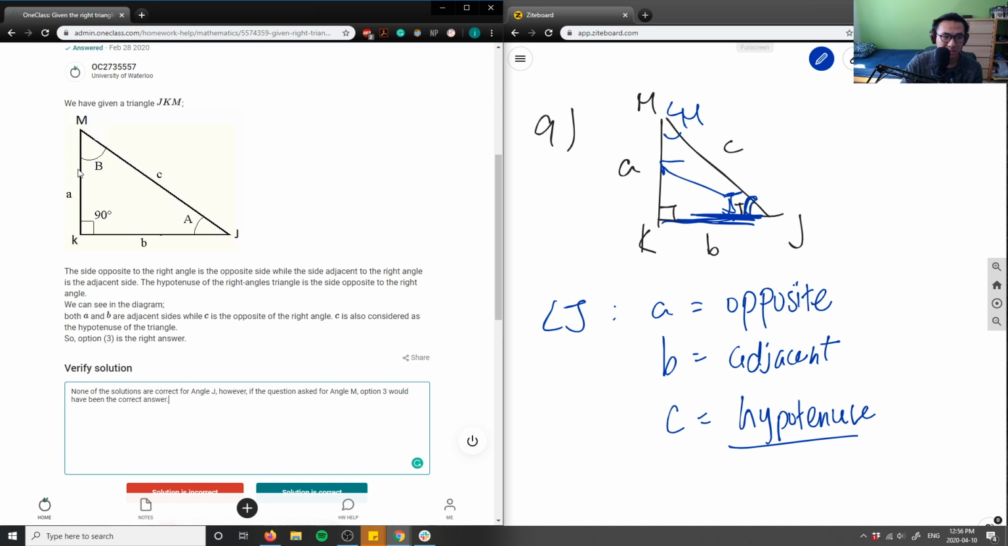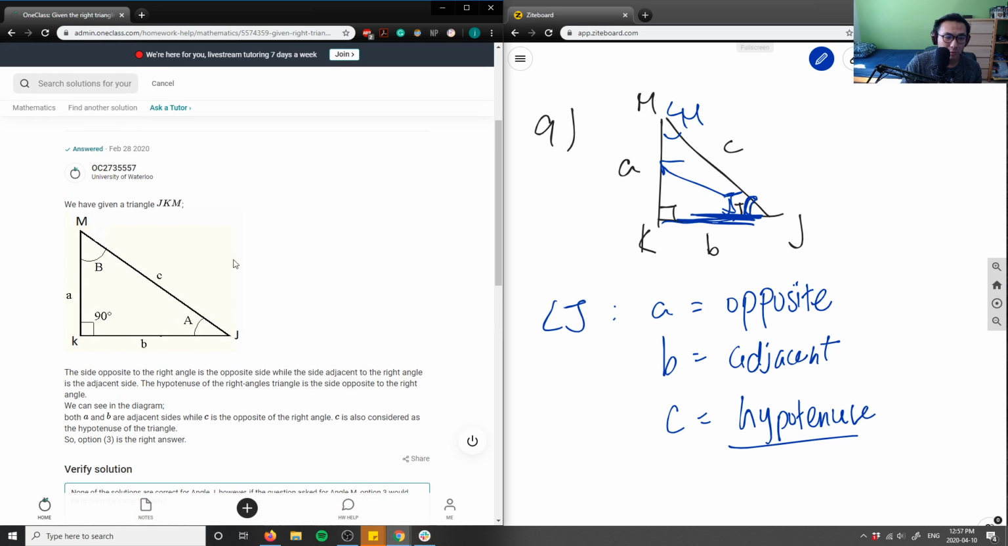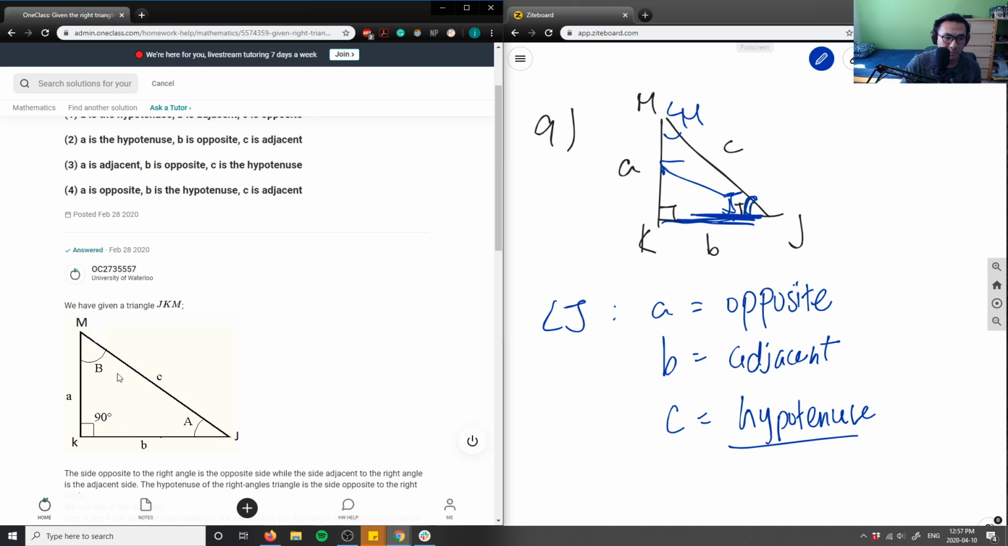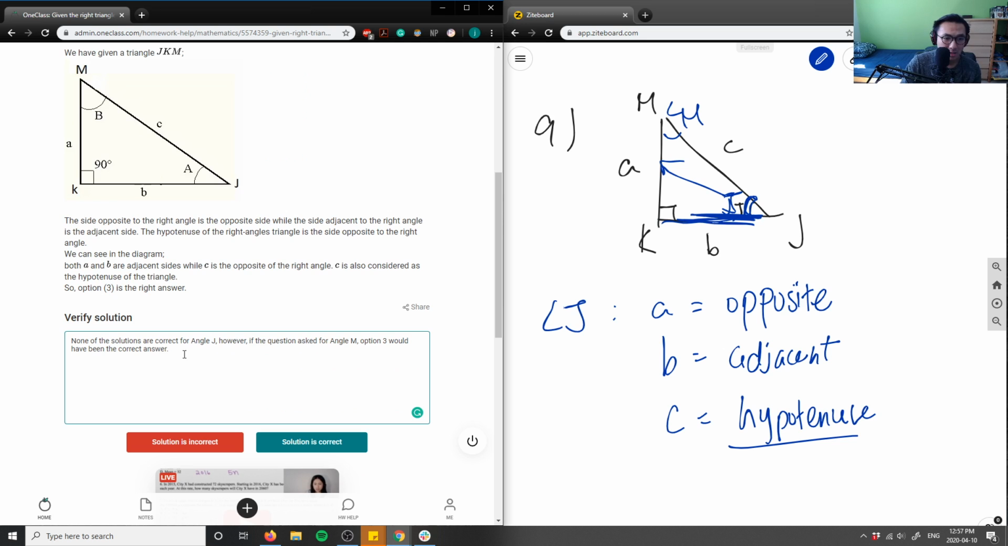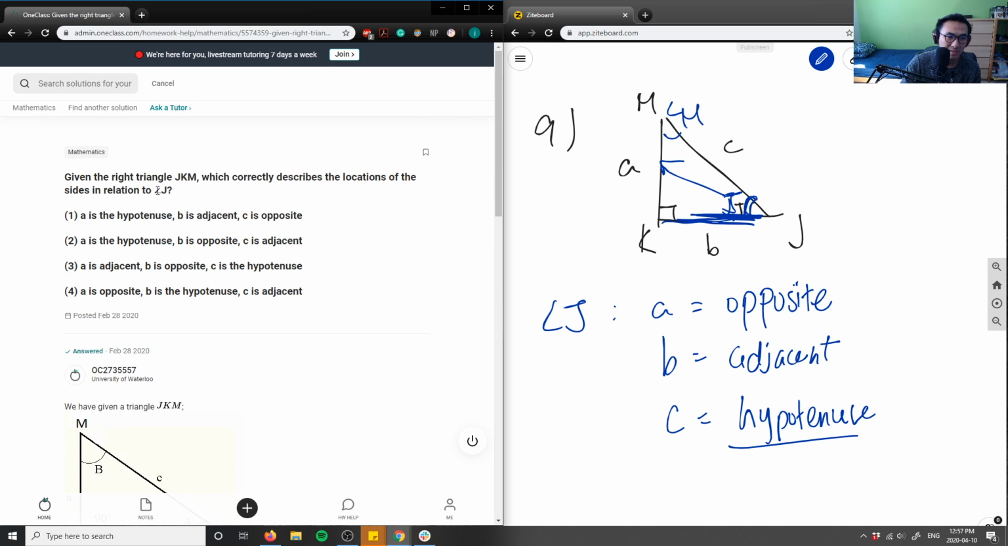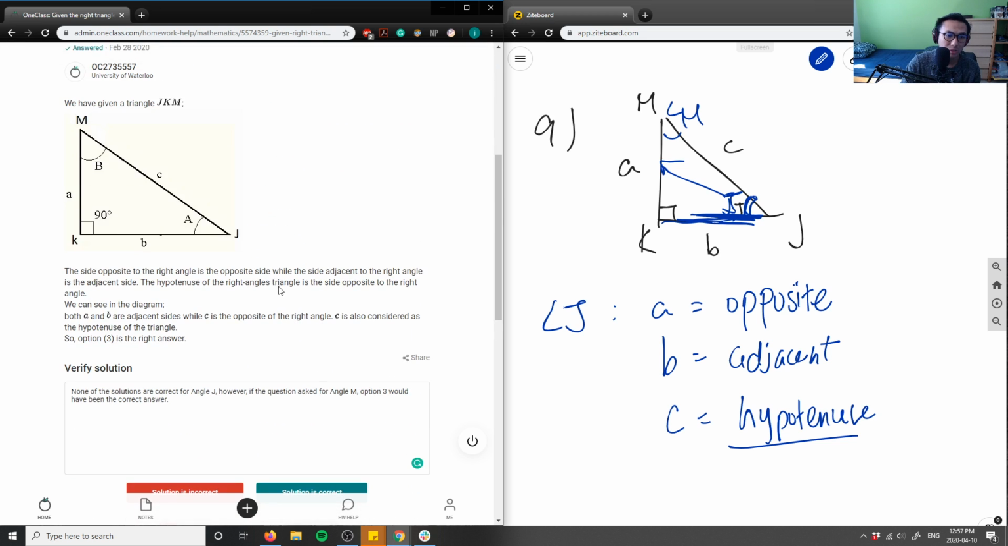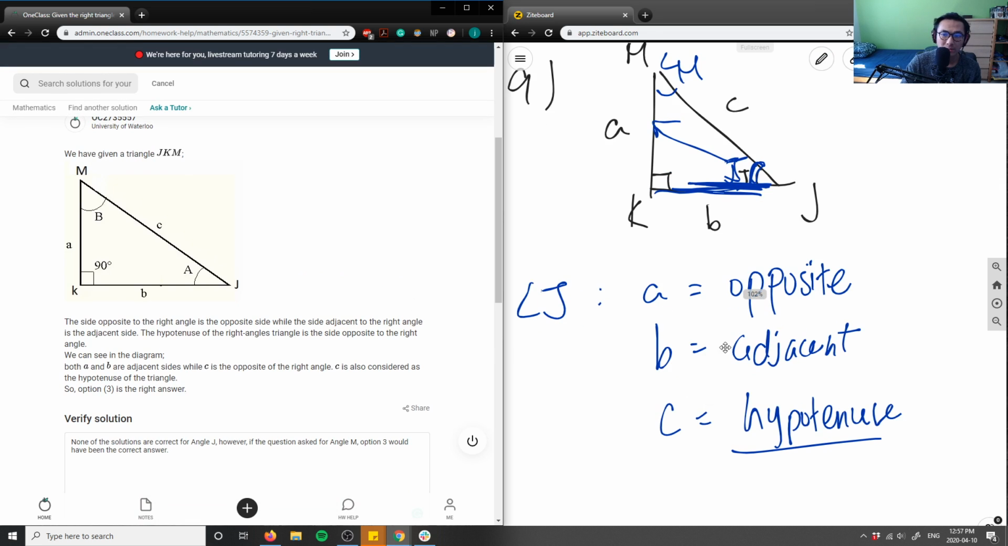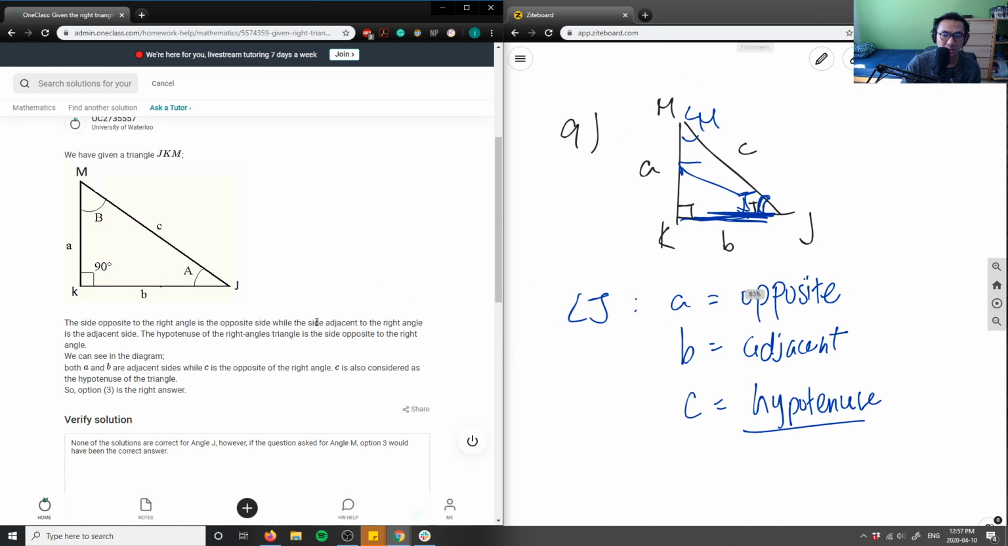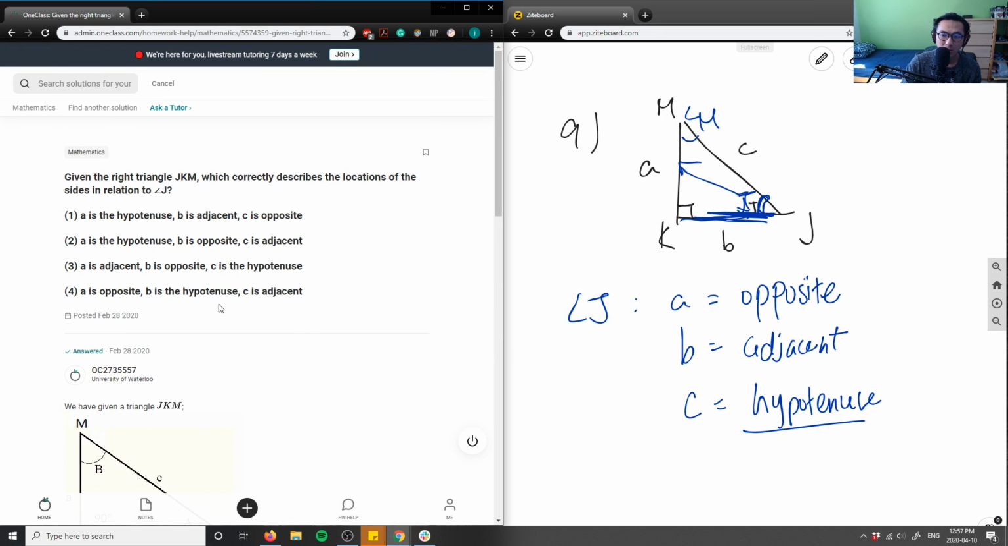Or they wrote here this is B. Angle B would have, again, B would be the opposite of this, A would be the adjacent, and C would be the hypotenuse. So that makes sense. So I think the question should have asked in relation to angle M and not angle J, because angle J would be this answer here, opposite, adjacent. A would be opposite here. So in this case, none of these answers are correct.